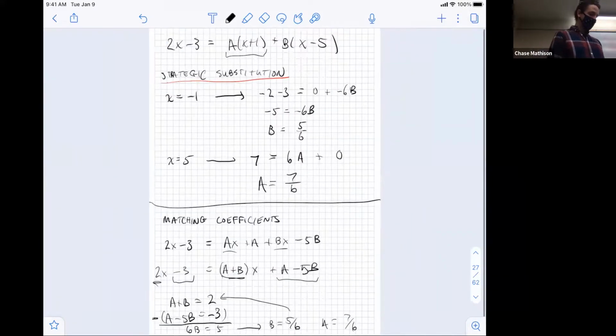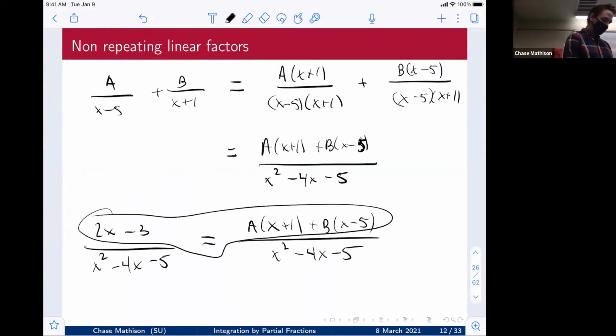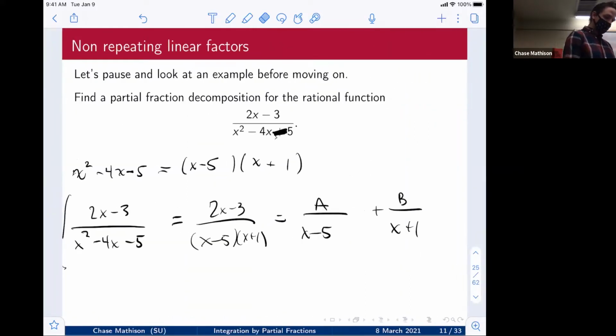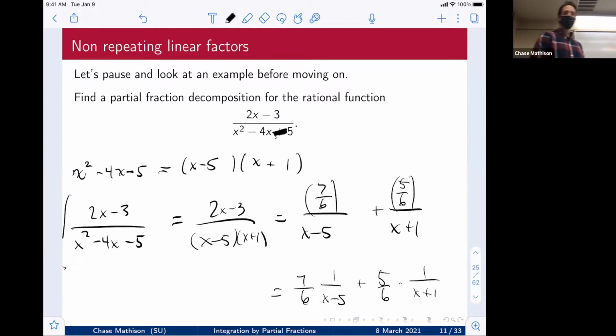So that tells me then, coming back here, actually, let me come all the way back here. That a, we know, was 7 over 6. So a was 7 over 6. And b, I can just replace that now with 5 over 6. Okay. I prefer to rewrite this with the 7 over 6 out in front. So like 7 over 6 times 1 over x minus 5 plus 5 over 6 times 1 over x plus 1.